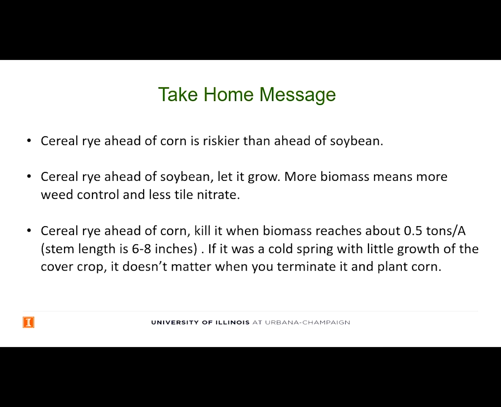So my take-home message is that cereal rye ahead of corn is riskier than ahead of soybean. Soybean gives us much more flexibility. Cereal rye ahead of soybean, you can let it grow. More biomass means more weed control and less tile nitrate. But cereal rye ahead of corn, you've got to kill it when it reaches a half a ton per acre. But if it was a cold spring, it doesn't really matter when you killed the cover crop or when you planted corn, because there's just not enough biomass to interfere. But then again, that wasn't enough biomass to reduce the tile nitrate load either.